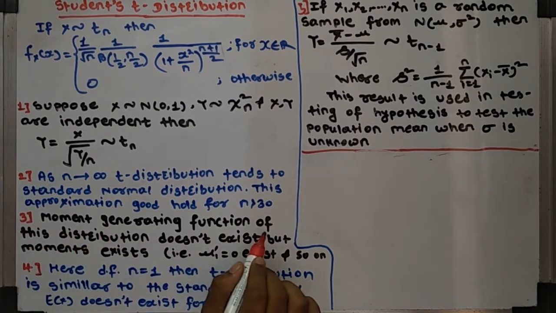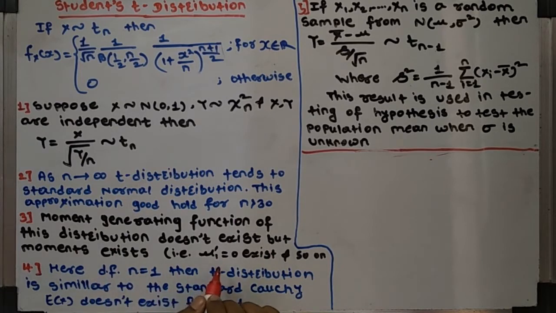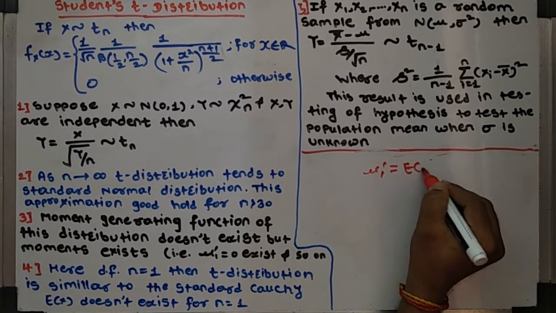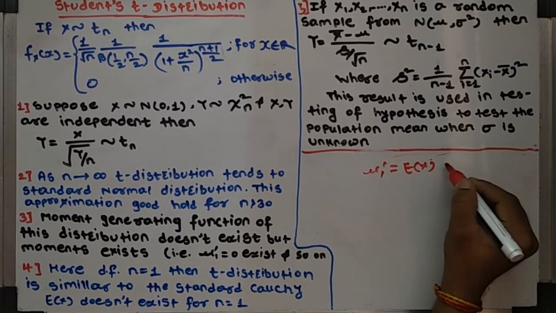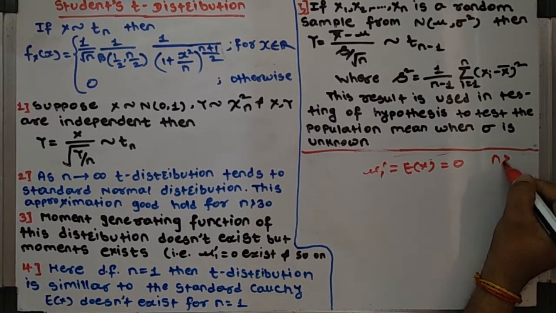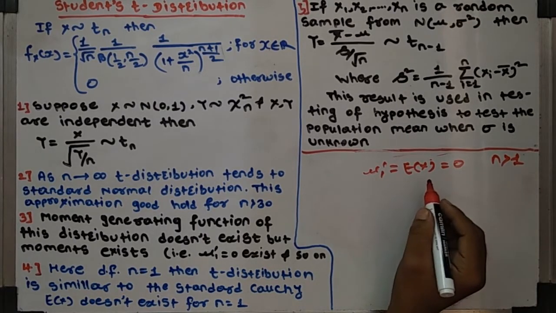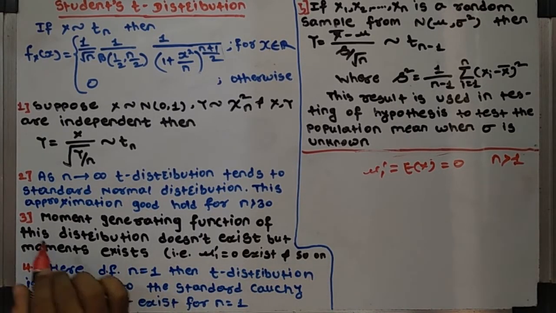Third result is, the moment generating function of this distribution does not exist but moments exist. That is, we know that mu1 dash, which is the expectation of x, the first raw moment, is equal to 0 for n greater than 1. Also variance exists for n greater than 2.